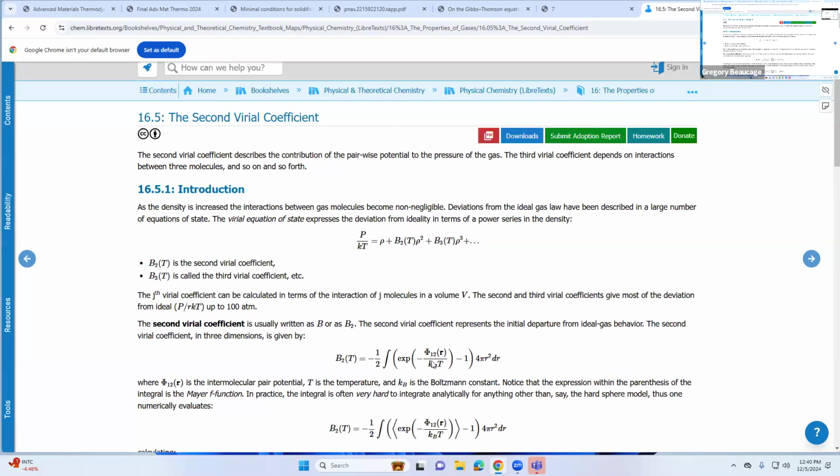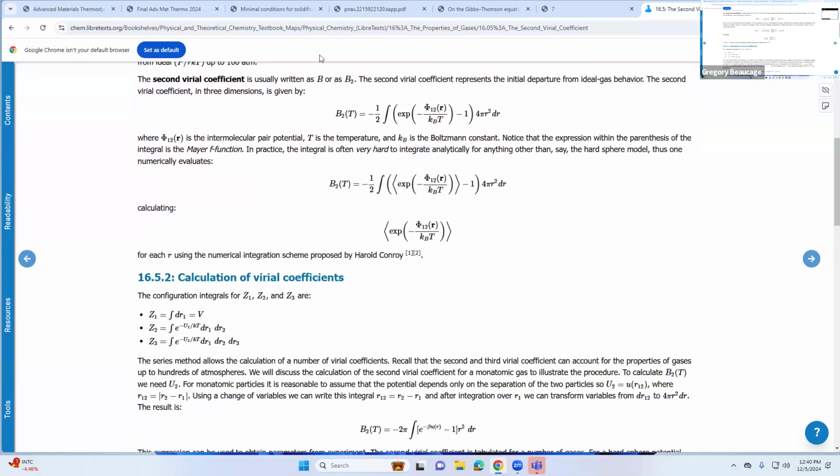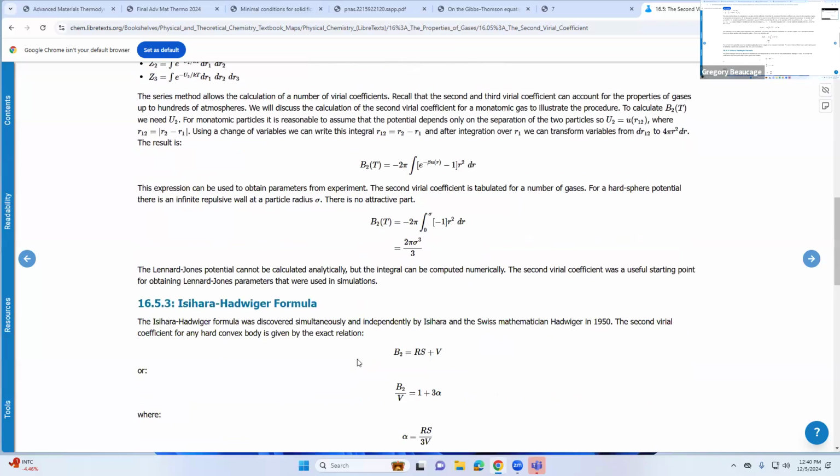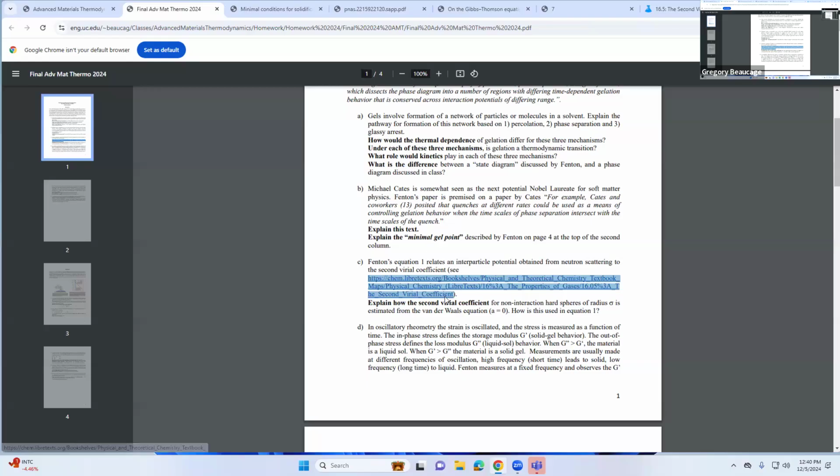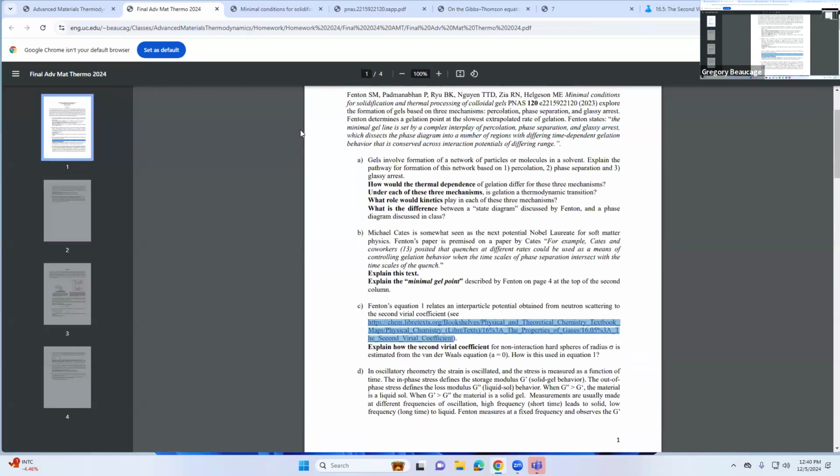And then he's got this. It's basically just he tells you how you get this equation, how you convert the potential to the second virial coefficient. I mean, it's pretty short. I don't know why that link, I didn't make that link, it just automatically made it. And anyway, there's two papers involved in this.